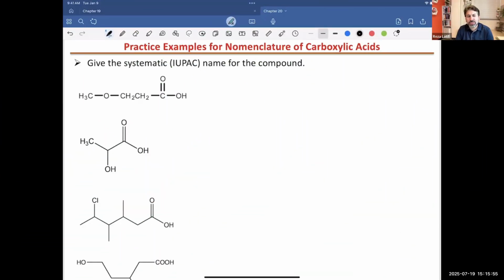I want to tackle nomenclature of complicated molecules, or molecules that are carrying more than one functional group, or that have some substituent. And I want to know how to name them systematically. Okay, let's start with the first one.